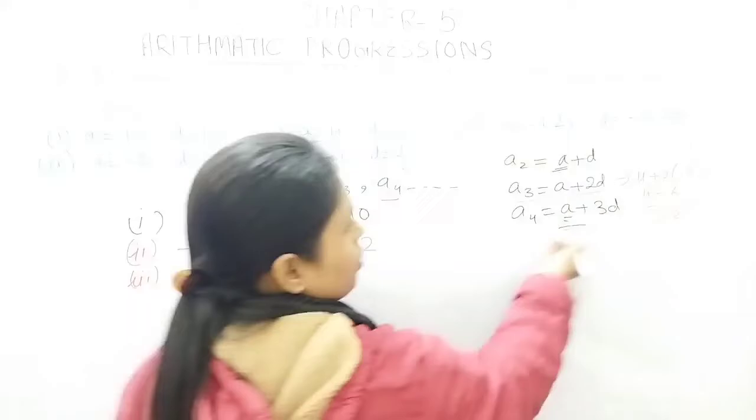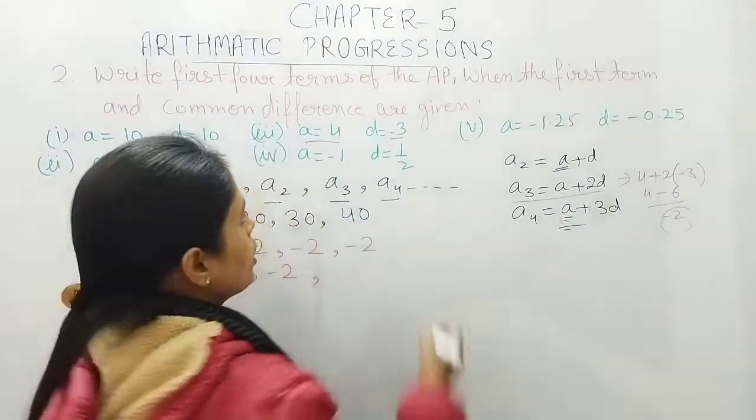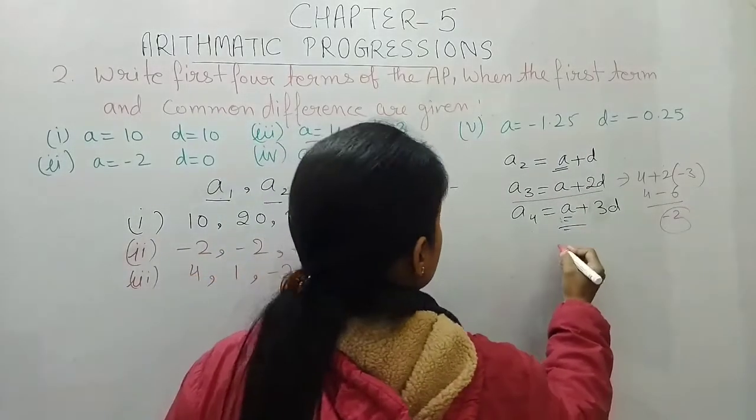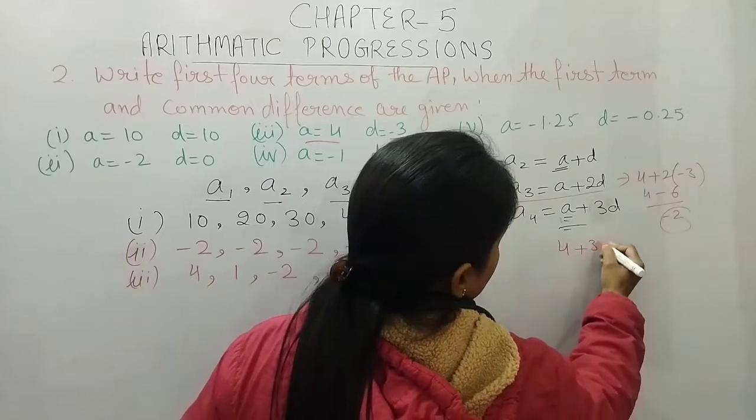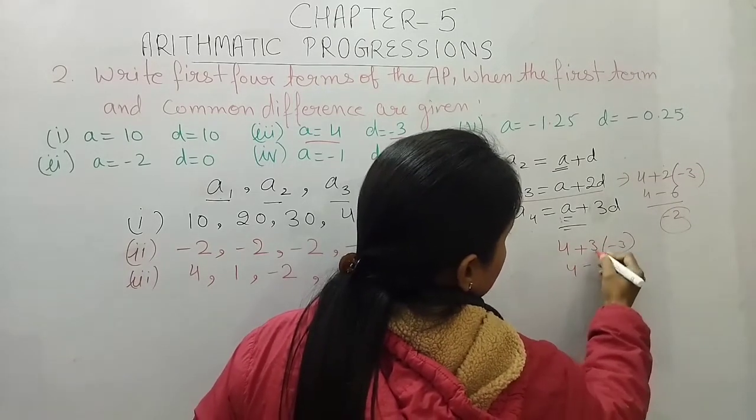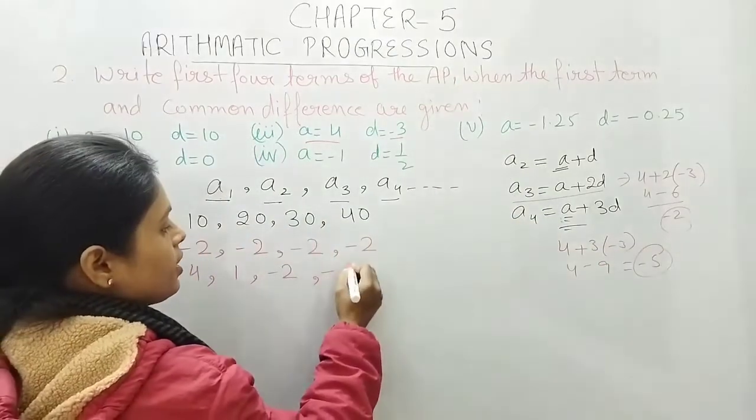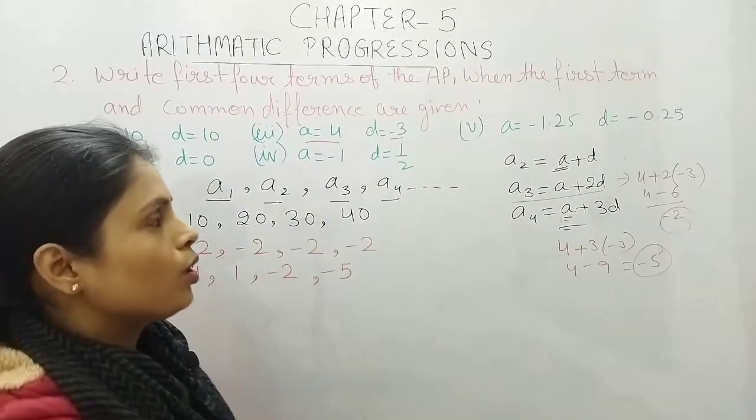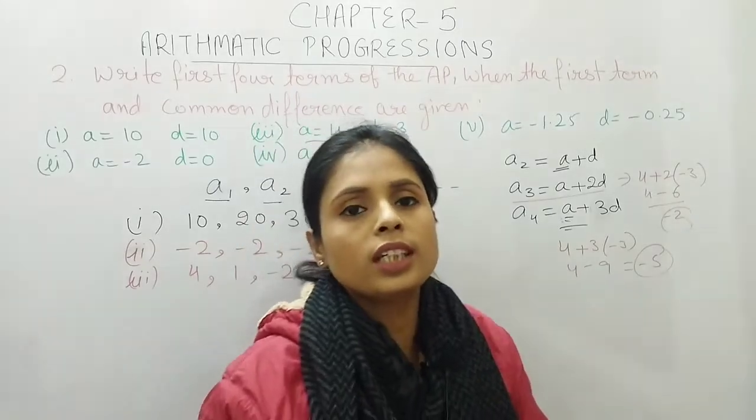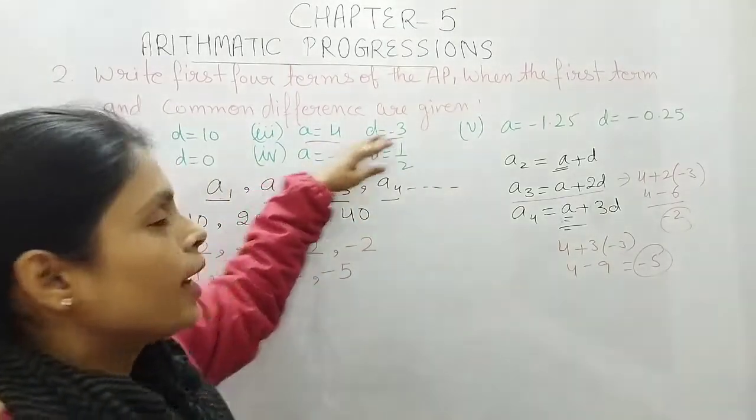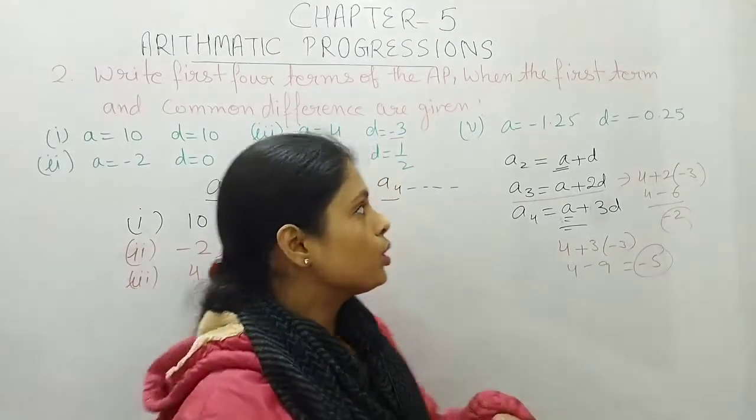For the fourth term, we will use this formula again. These values we will simply substitute at the place. 3 into minus 3, minus 9. So it will come minus 5. So this is our last term of the AP series by using A is 4 and D is minus 3. Let's move to the next question.